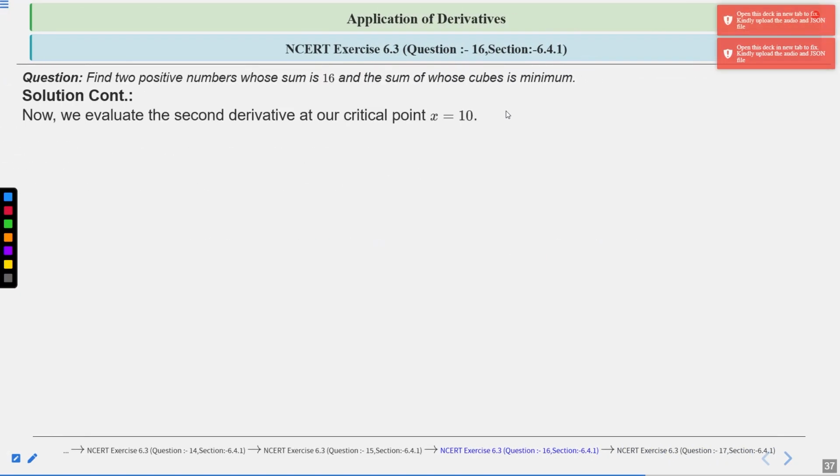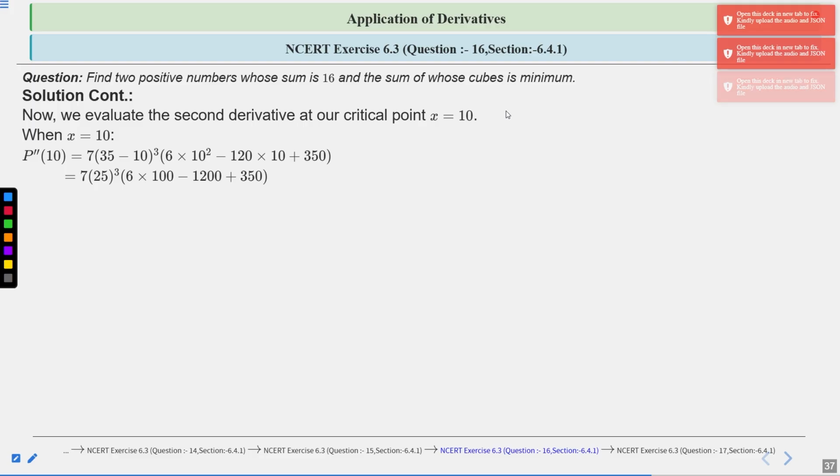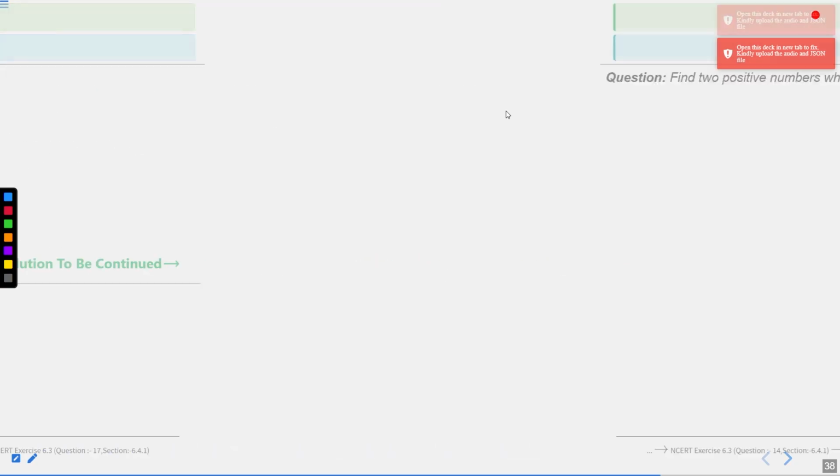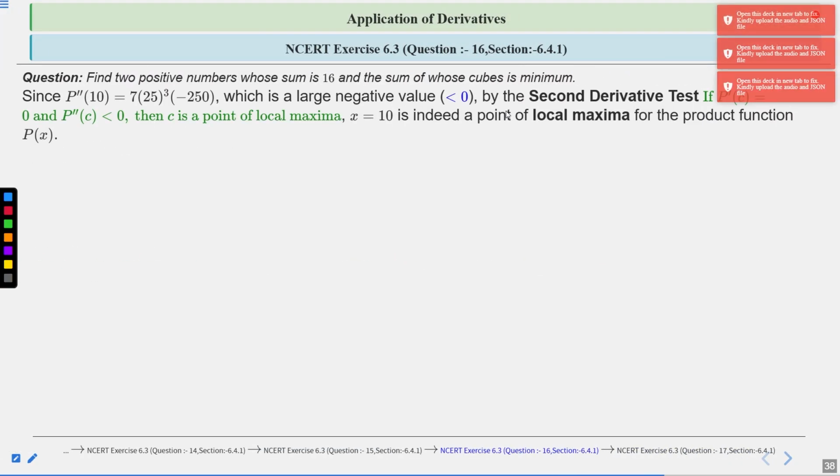Now we evaluate the second derivative at our critical point x equal to 10. So when x equal to 10, p double dash 10 will be equal to, we'll put x equal to 10 here. After putting the values, we will get p double dash 10 will be equal to 7 into 25 into minus 250, after simplification. Now p double dash 10 is coming out to be less than 0. Hence, we can say that x equal to 10 is the point of local maximum of p of x.